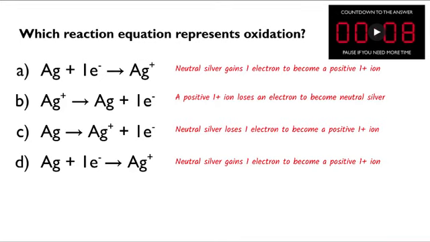So I know that oxidation means losing electrons, so it has to be B or C. And so now I just have to think about which one actually makes sense. If I'm looking at C, neutral silver loses 1 electron to become a 1 plus ion. That seems to make sense. Losing an electron should make it more positive, right? B, on the other hand, doesn't really make sense. If a 1 plus ion loses an electron, it would become a 2 plus ion. It wouldn't become neutral. Again, electrons are negative. When you lose an electron, you become more positive. So C, neutral silver with a charge of 0, loses 1 electron to become a 1 plus ion.